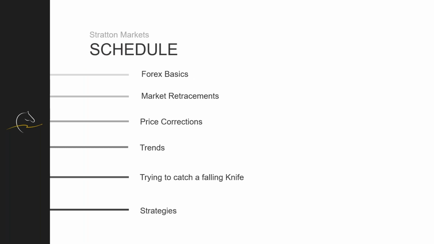Now, just to look at today's schedule, we're going to start off, especially for all the new traders, with some Forex basics, looking at some of the terminology and maybe some words that they're hearing their account manager continuously mention, what exactly they mean and how they relate to the financial trading markets. Also, we're going to be looking at market retracements. Do not worry if that doesn't make sense to you. We're going to be covering this as part of today's webinar. Price corrections, trend, trying to catch a falling knife. I will explain what that is. It's a massive part of trading that everyone needs to be aware of. We're also going to look at some strategies.